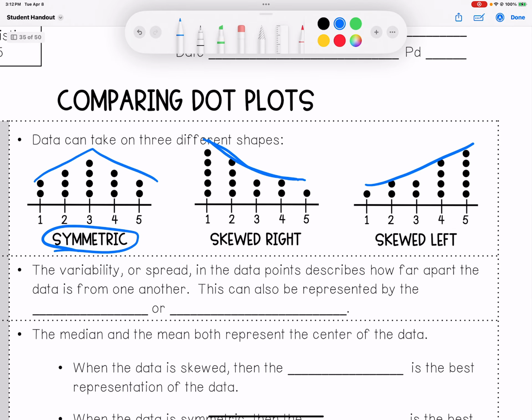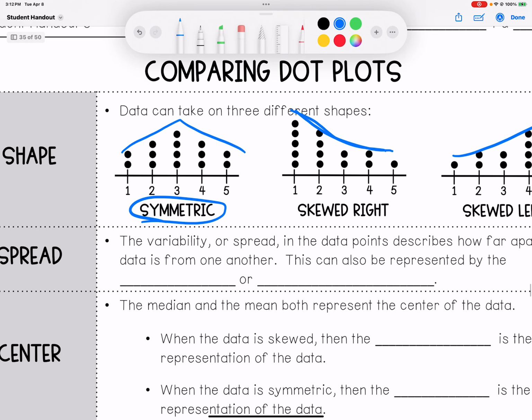The variability or spread in the data points describes how far apart the data is from one another. This can also be represented by what we did yesterday, the range or the IQR.